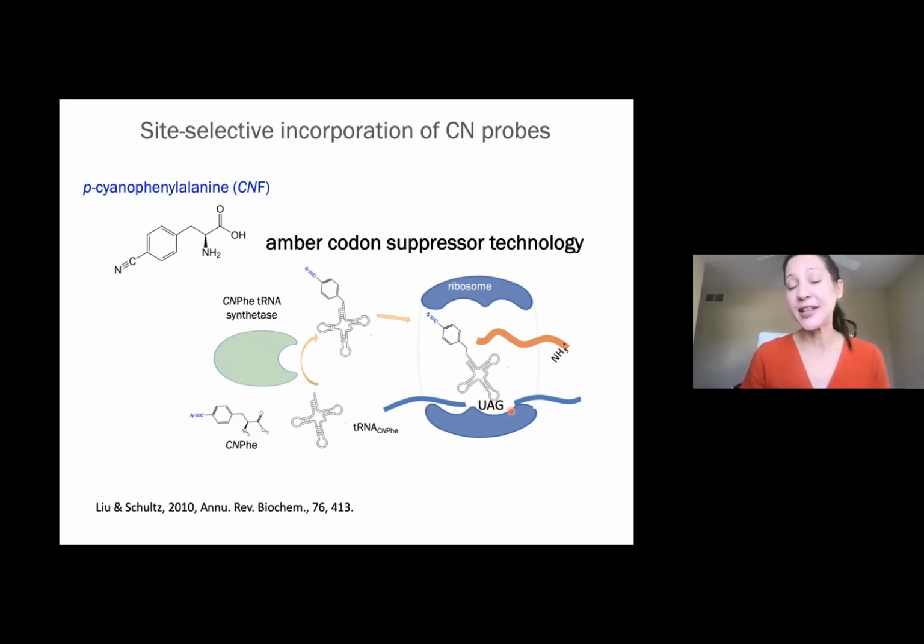So all we have to do is take our gene sequence, put in what's normally a stop codon, and then co-express with synthetases and tRNAs that have been laboratory evolved to incorporate cyanophenylalanine. And the bug will then incorporate the residue wherever we direct it without any other modification to the protein.